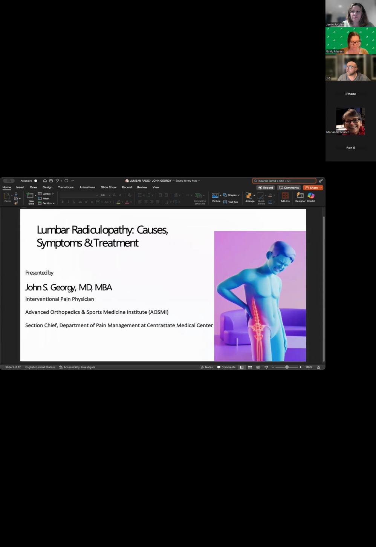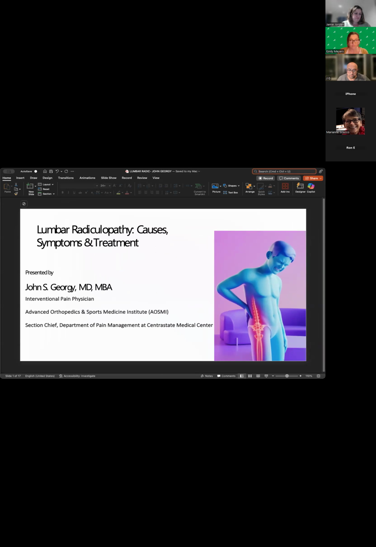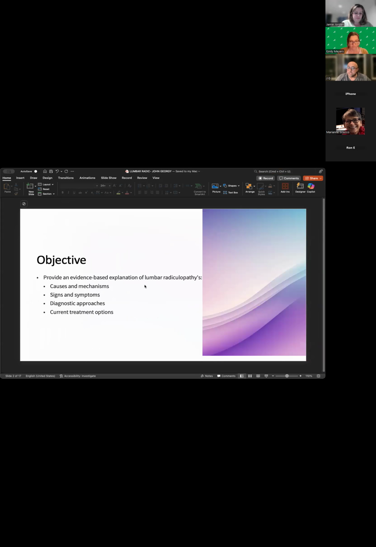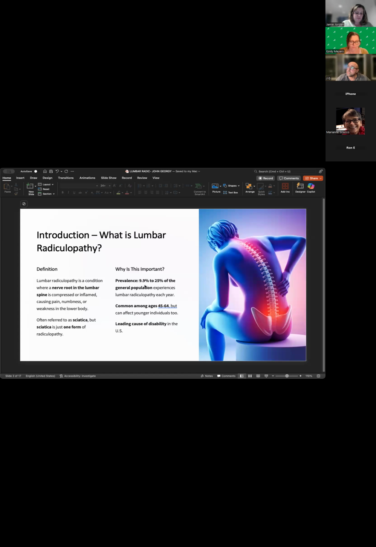So yeah, I'll be breaking down the causes, symptoms, and diagnosis and treatment options. And by the end of this session, you'll have a clear understanding of how to manage and even prevent this condition. So let's get started.